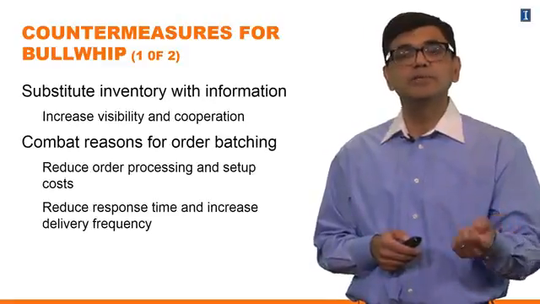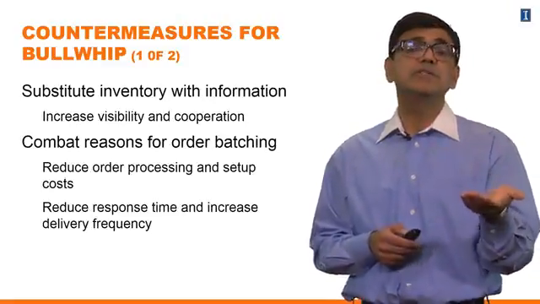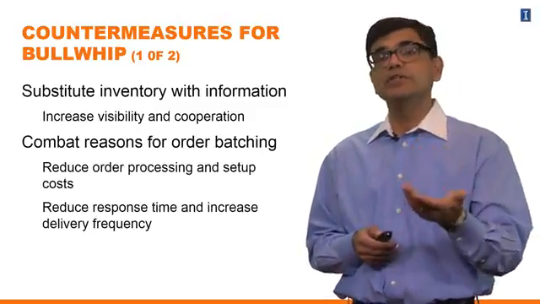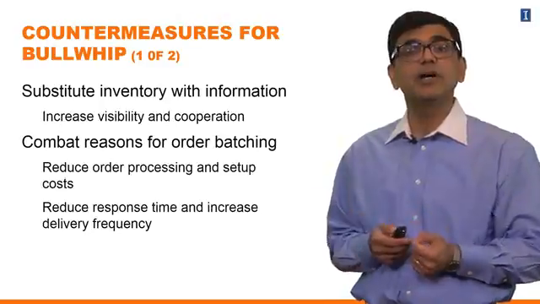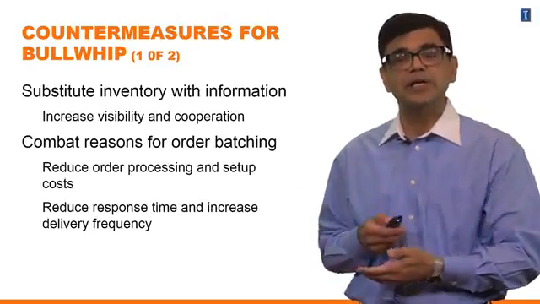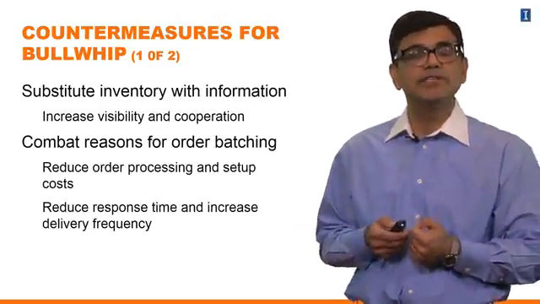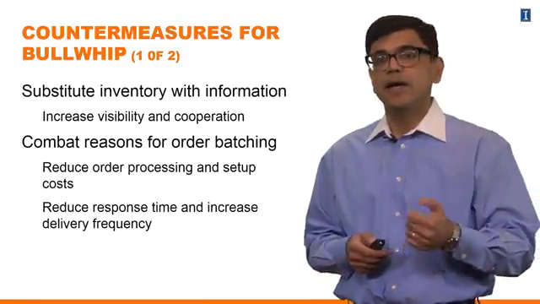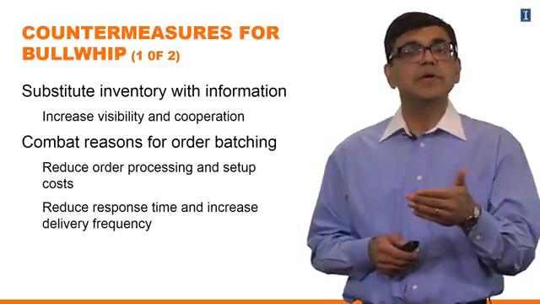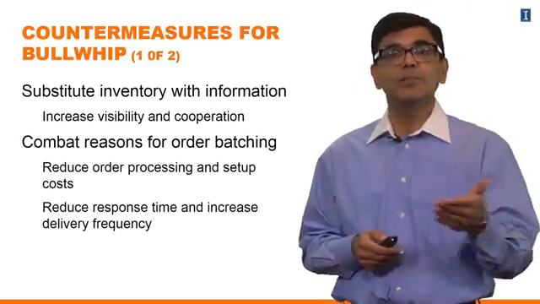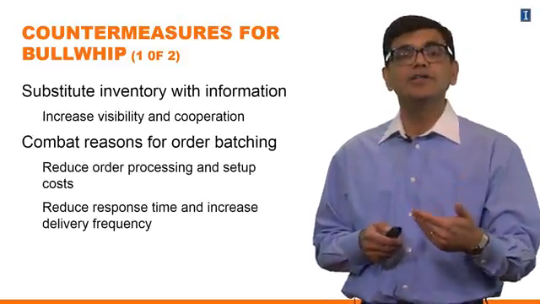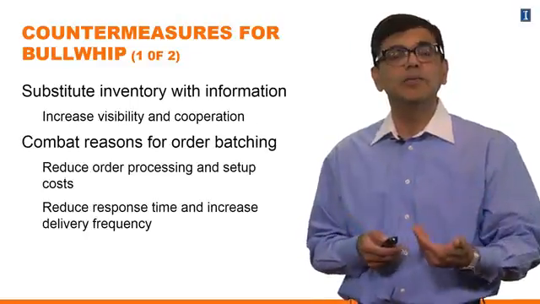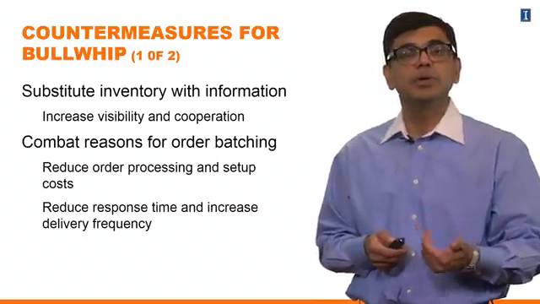You try to reduce the reasons for order batching. You try to reduce the reasons why companies hoard inventory, to hold inventory. So you reduce setup times. When you talk about quality management and lean manufacturing, we talk about the idea of reducing setup times, and among other things, that also helps reduce the bullwhip effect. Simply because when you reduce the setup time, the process is more flexible for moving from one product to the other, and therefore you don't need to hoard inventory or hold inventory, and therefore you can reduce the bullwhip effect in that way.